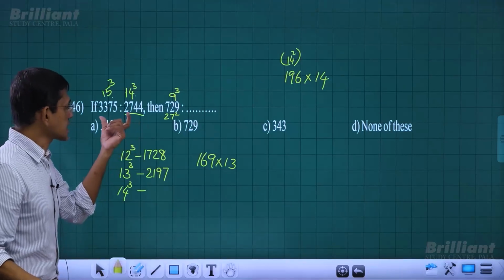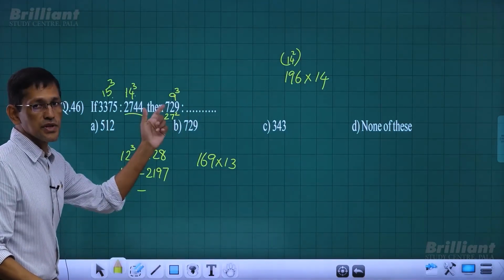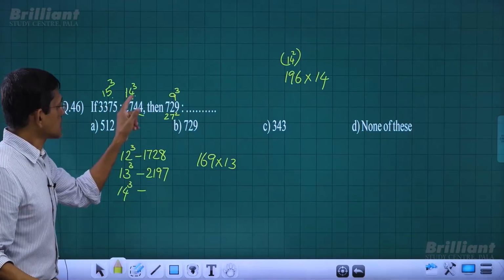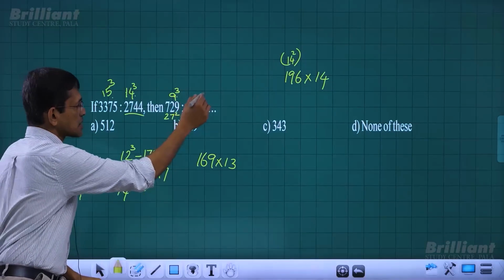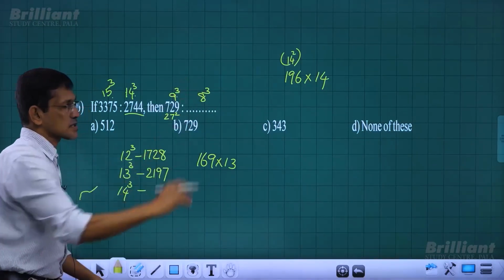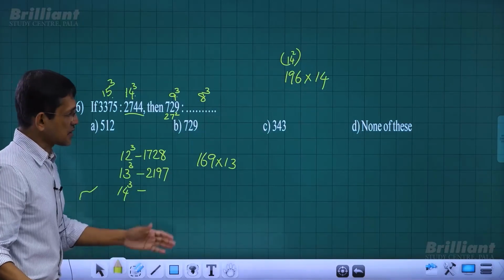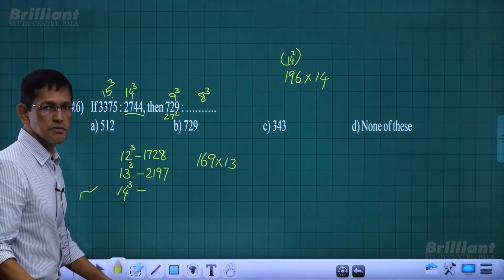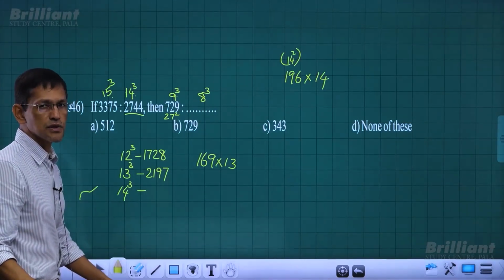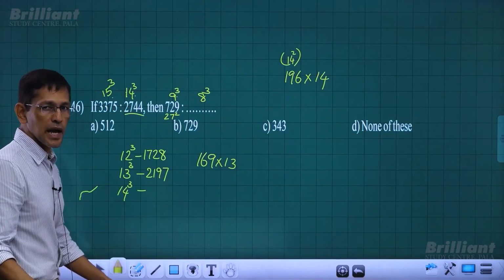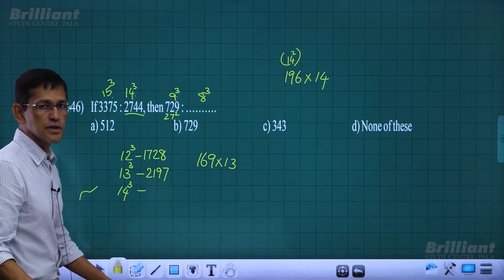If you figure out what exactly they are, then it's easy for you to get the answer. 15 cube and 14 cube. So this right hand side is 9 cube and it must be 8 cube. 8 cube is pretty simple. Well, if you are still not sure about what is 8 cube, it is 8 square into 8. 8 square is 64. 64 into 8, what is it?